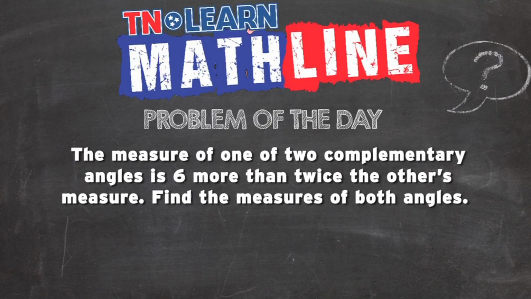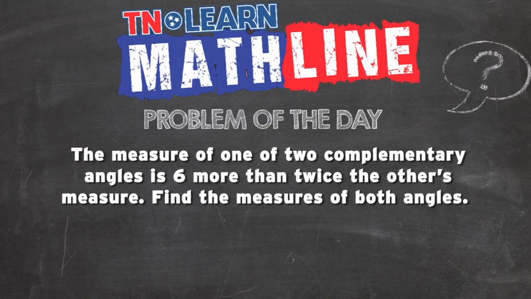The measure of one of two complementary angles is 6 more than twice the other's measure. Find the measures of both angles. So this is a geometry moment, all right? It says again, the measure of one of two complementary angles is 6 more than twice the other's measure. Find the measure of both angles.